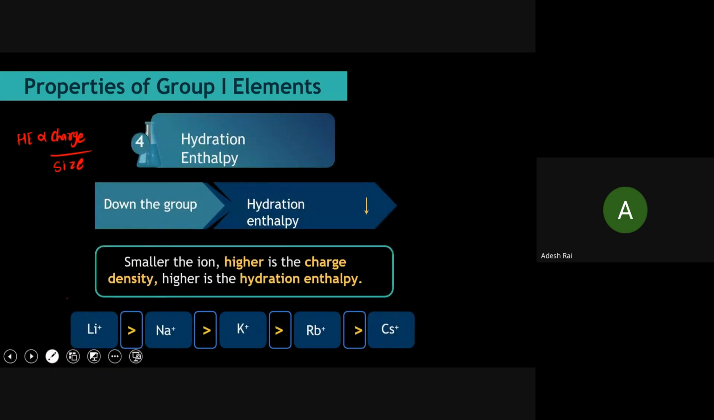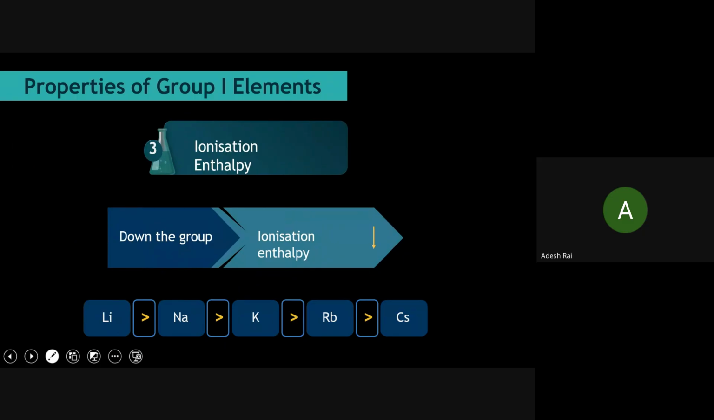Moving on. Melting point and boiling point. Oh, previous slide. No, the one before this. The one before this. Yes. Okay.